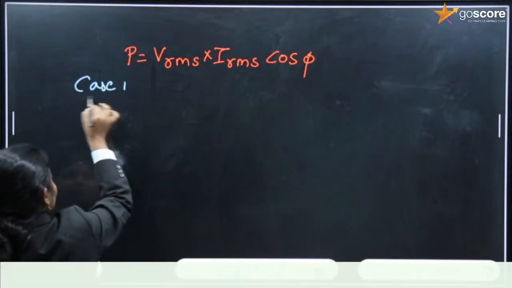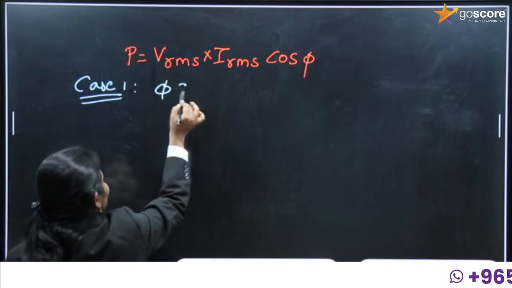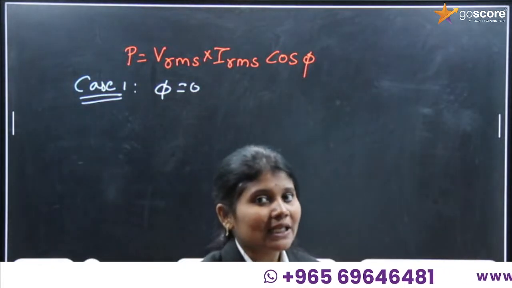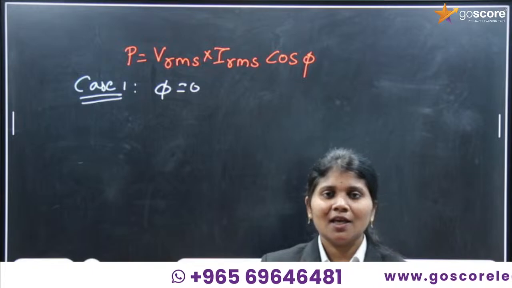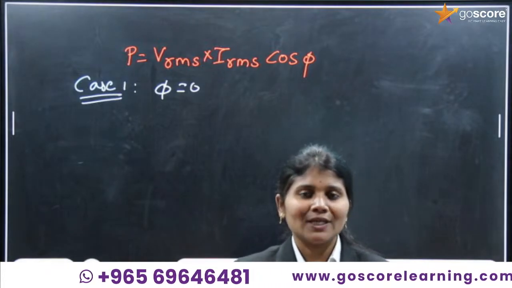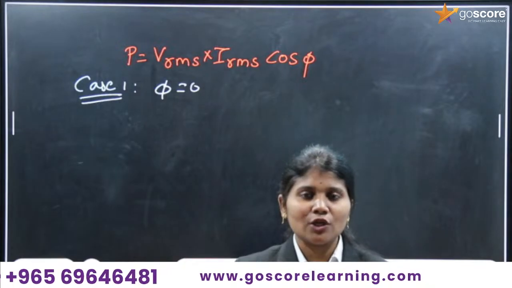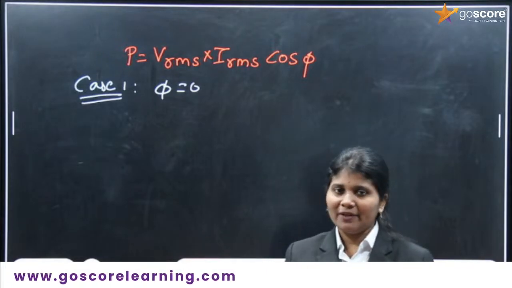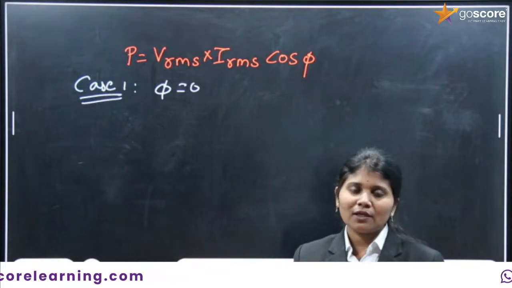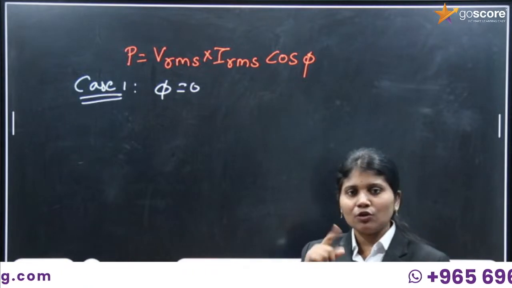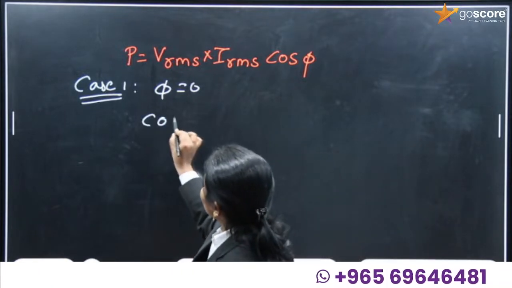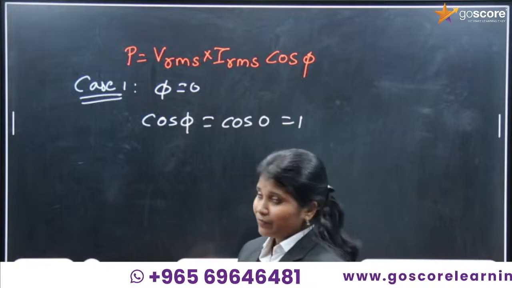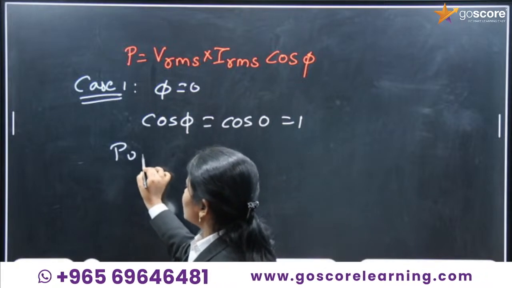Case 1. I am considering phi is equal to 0. When phi is equal to 0, it is a purely resistive circuit. The angle between the voltage and current will be 0. Then cos phi is equal to cos 0, and cos 0 is equal to 1.